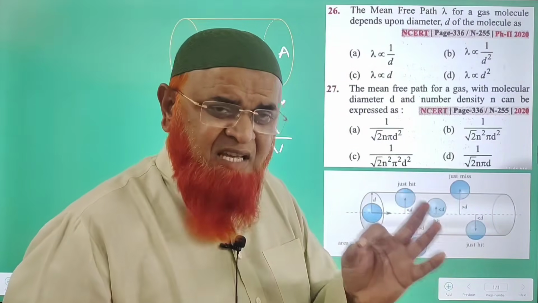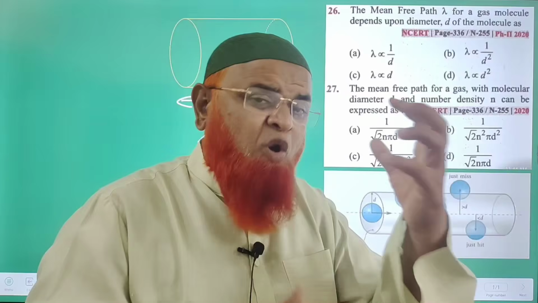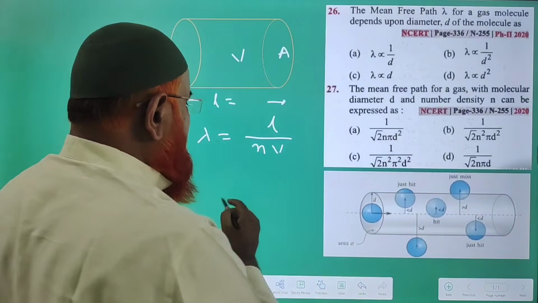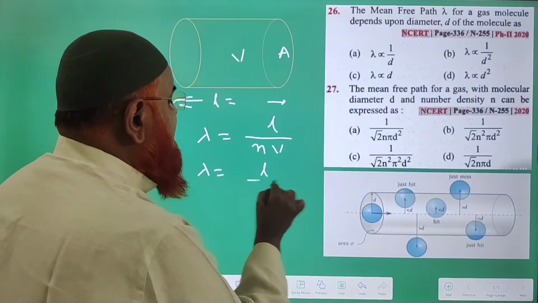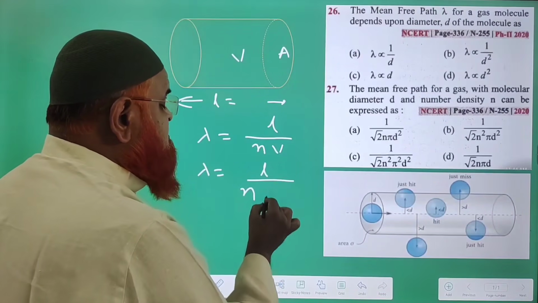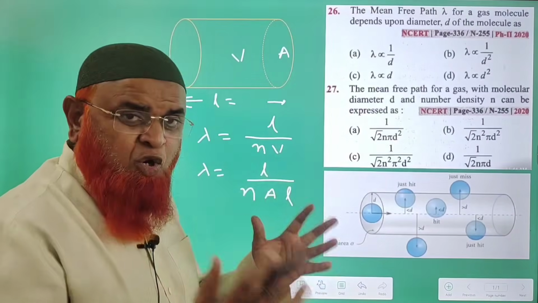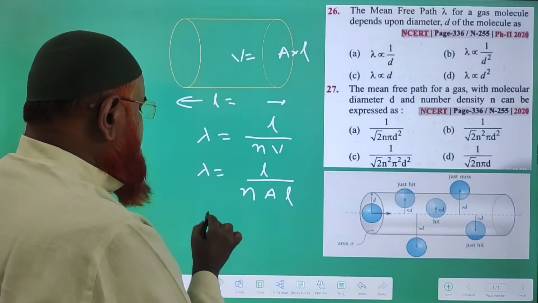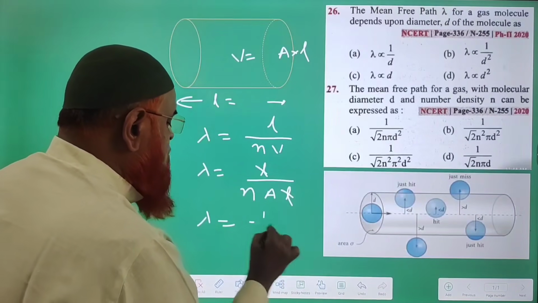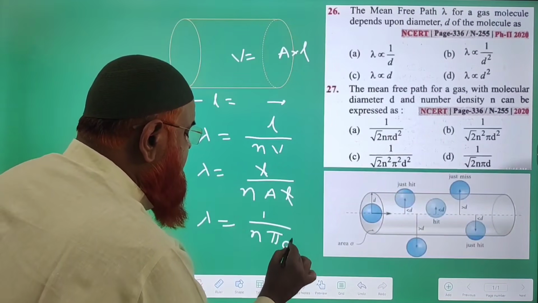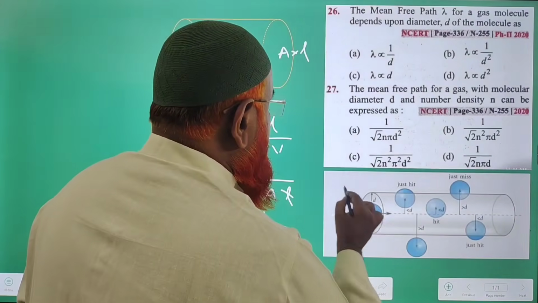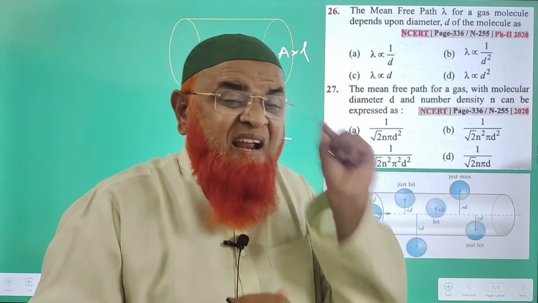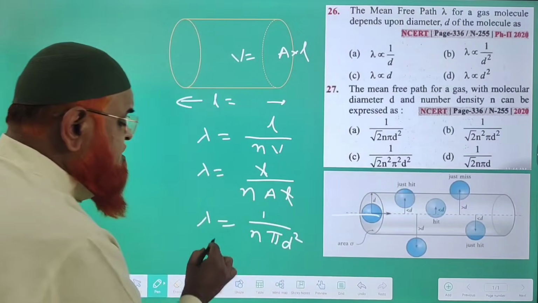So mean free path is nothing but the length of an imaginary cylinder in which collisions have taken place divided by the number of collisions in the volume of that cylinder. Therefore, lambda is equal to L by N, and volume is nothing but area into length. So lambda is going to be, L gets cancelled here, 1 by N pi d square, because here the radius of the cylinder is taken as d. D is not a diameter here; d is taken as the radius of the cylinder. That's it. So your formula is ready.